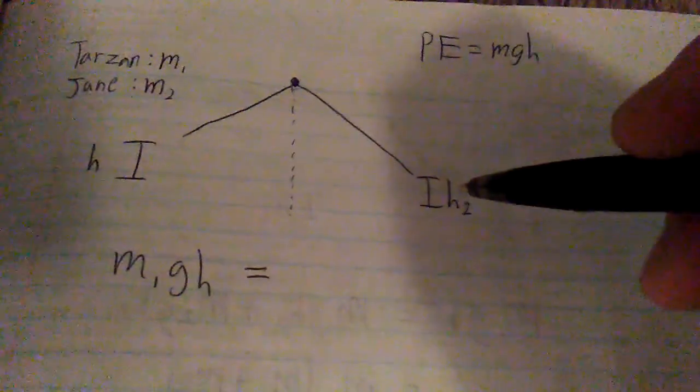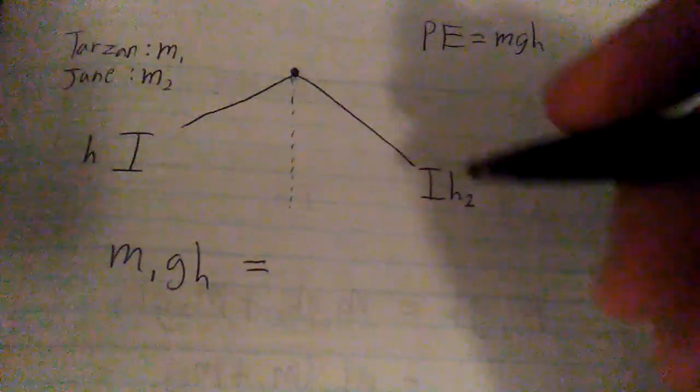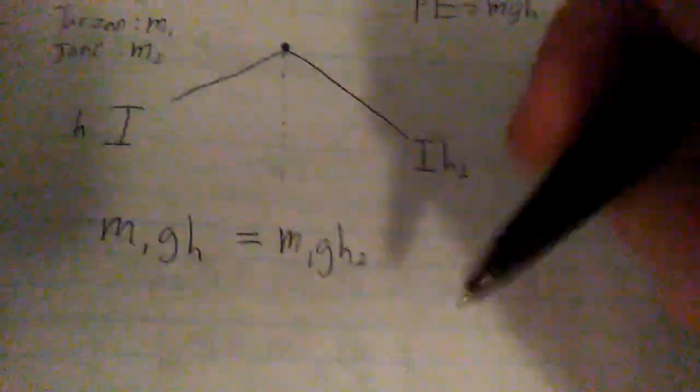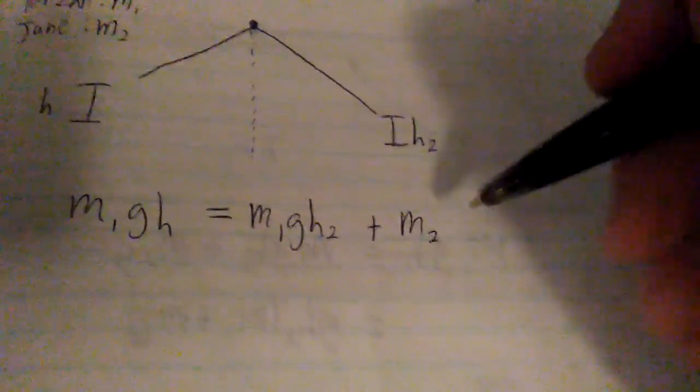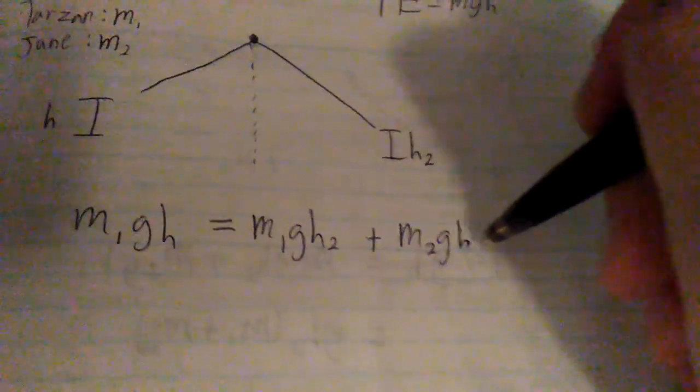It's just going to start out as m1, which the question says is Tarzan's mass, times g times h. And if you want, you can write the plus 0 to represent Jane's energy. And this is going to equal the sum of Tarzan and Jane's final total potential energy, since, again, they're going to equal the same. So here it's going to be Tarzan's final potential energy, so m1 g h2, since it's the final height, plus m2, Jane's mass, times g times h2.